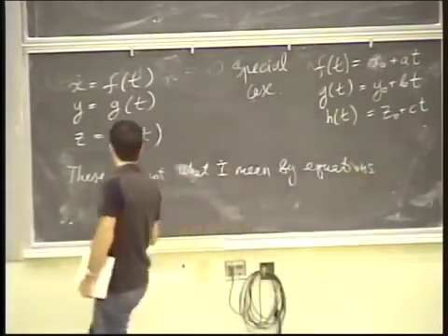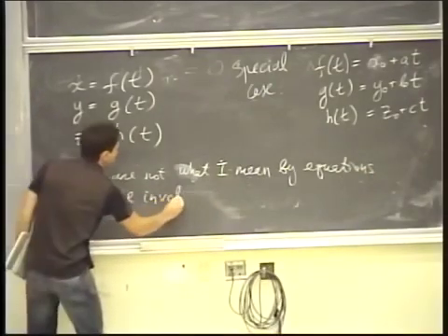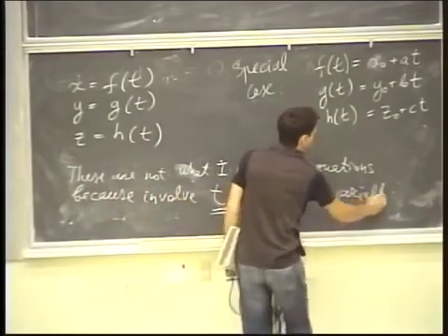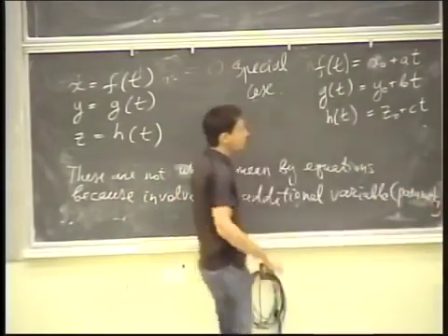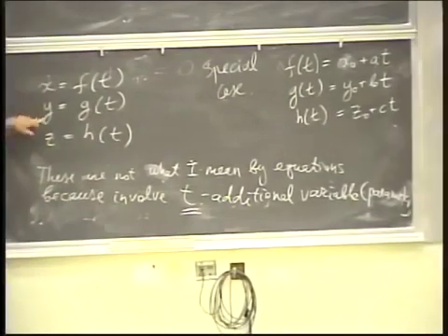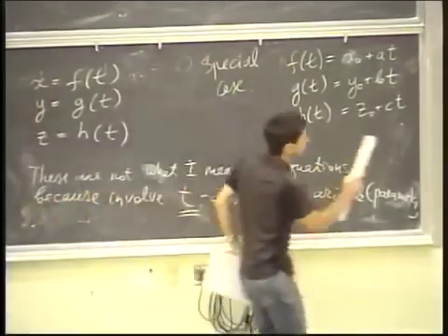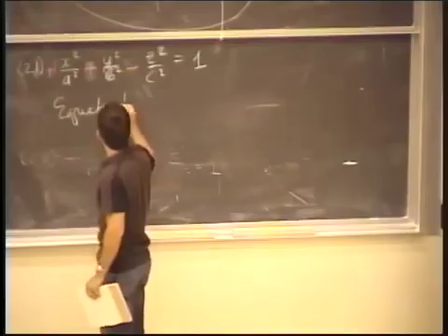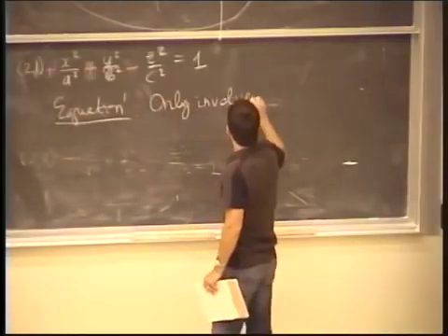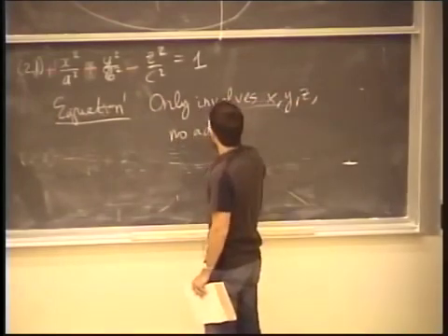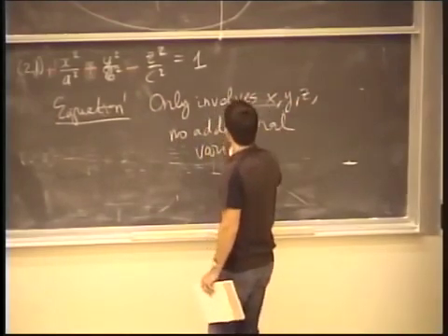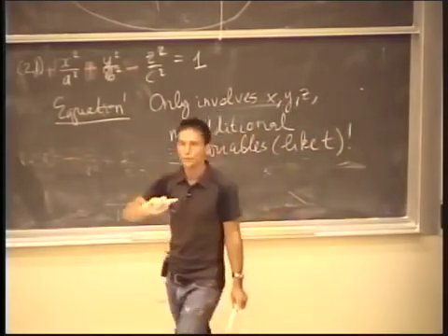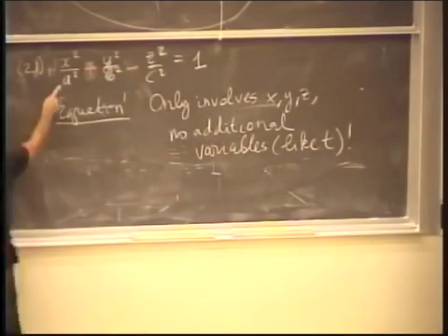By equations, I mean those that don't involve t, an additional variable, or what we call a parameter. That's why I like to think of it as parameterization. I parameterize x, I parameterize y, I parameterize z. I'm not writing down equations on x, y, z. An equation, on the other hand, is like this. This is an equation. This is an equation. It only involves x, y, and z. There are no additional variables like t. That's the difference. So is that clear? Don't be confused when I say equation. I don't mean a formula like this. I mean a formula like this, which involves only the given variables.